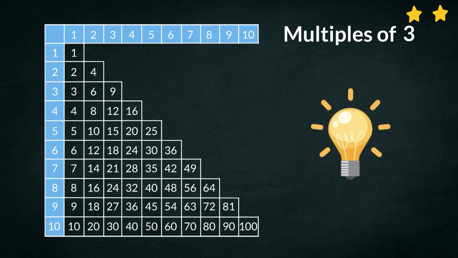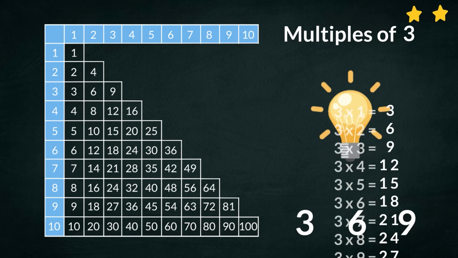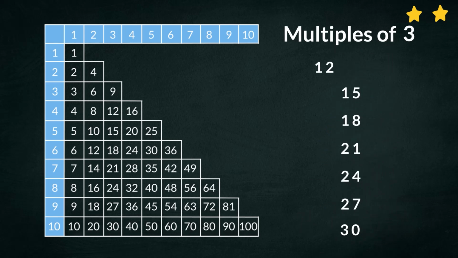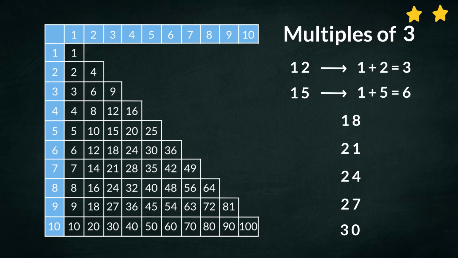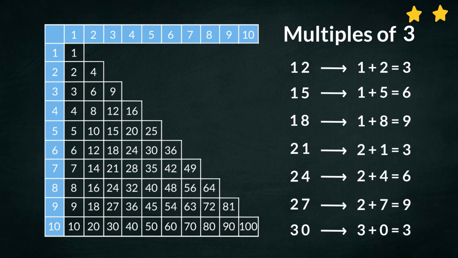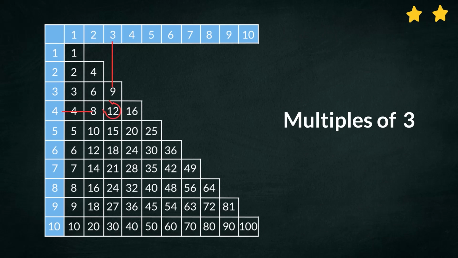If we add up every digit in a number and the result is 3, 6, or 9, that number is a multiple of 3. With 12, 1 plus 2 equals 3. With 15, 1 plus 5 equals 6. And so on and so forth. When you multiply 3 with a number, be sure that the sum of every digit in the answer equals 3, 6, or 9. All right, are you ready for the multiples of 4?